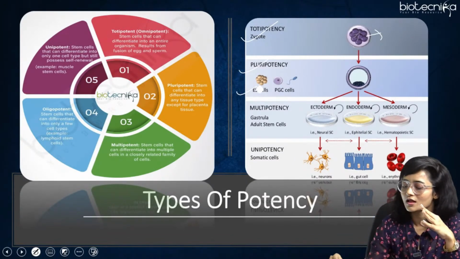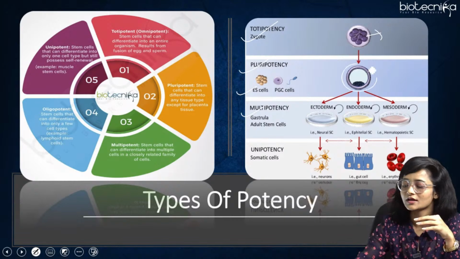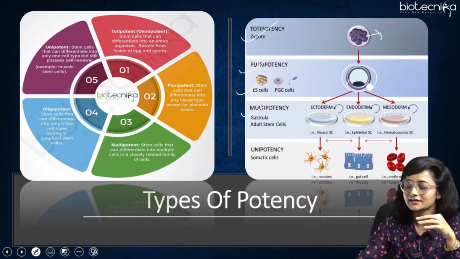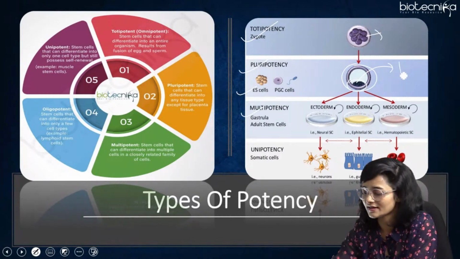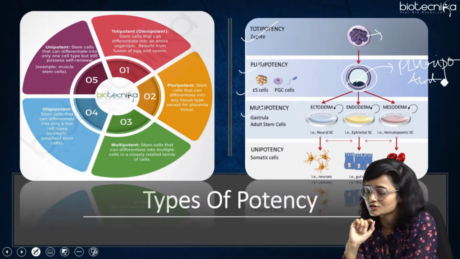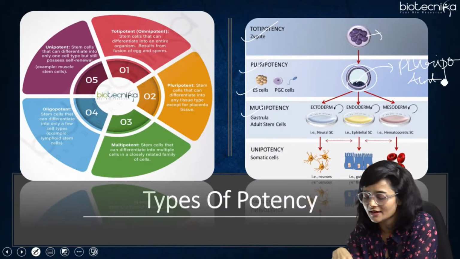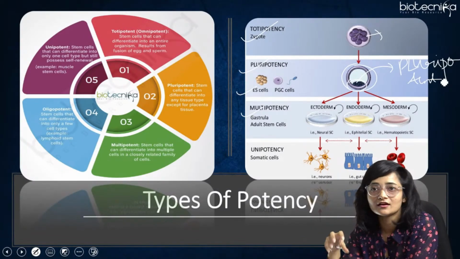Then comes multipotency. In the case of multipotency, what happens is, the inner cell mass is basically the thing which consists of pluripotency in it, right? These are pluripotent. So when further differentiation takes place, the cell gets into a stage where the cells are basically multipotent.